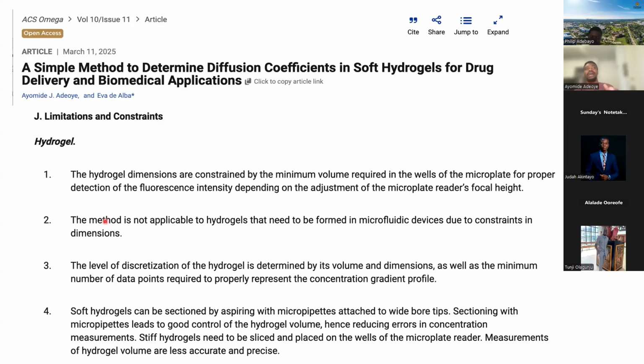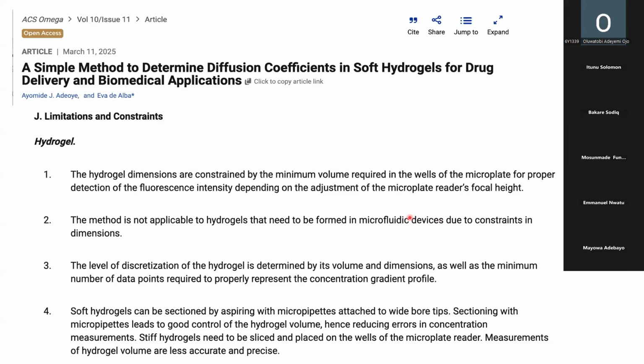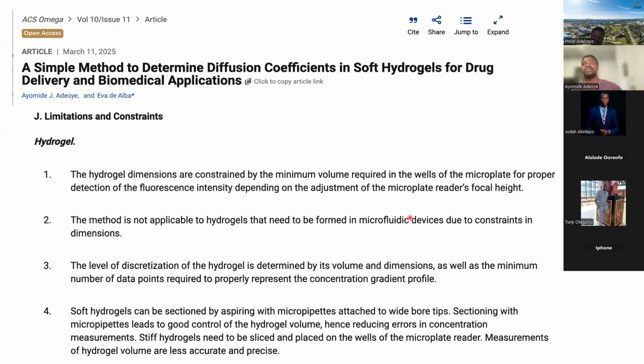So, for instance, I'm highlighting the limitation of my research so that people that want to do similar research for other purposes will know, for instance, that I cannot use this for some kinds of devices or some types of hydrogel. People that develop this type of hydrogel that use a microfluidic device don't need to use my method. They know that it cannot work for them. That's one of the reasons why your research methodology is really important.